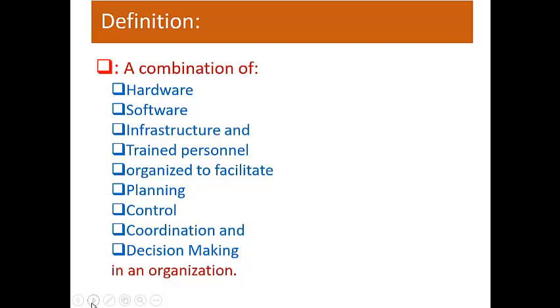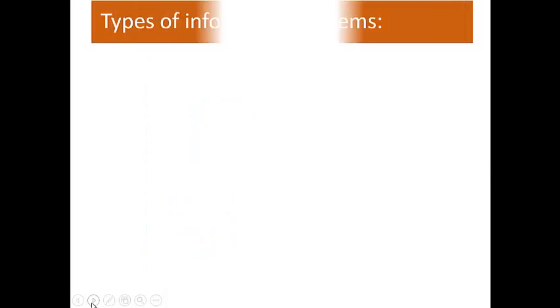Then we need to organize those facilities, planning the information system, making control of the system. We must have a kind of coordination inside the system and with end user of the information, and also we need to make decisions. So it's actually the things which I want just to define, and all the lecture is about that, not more than that. Okay, let us go.